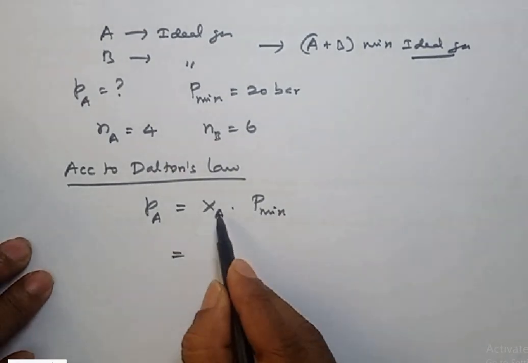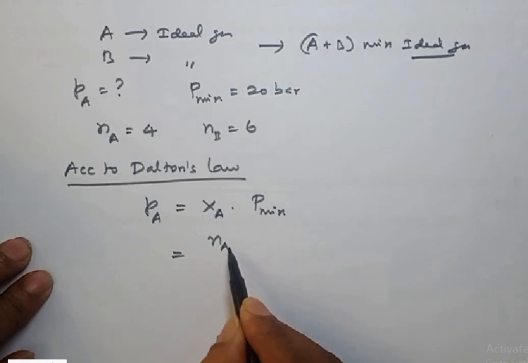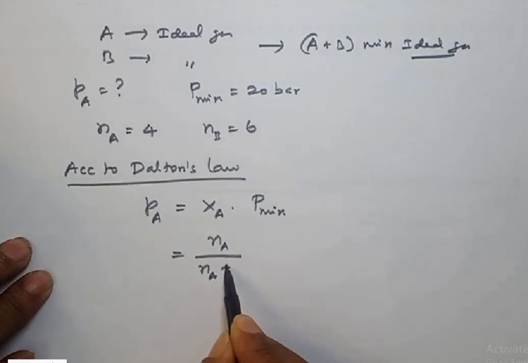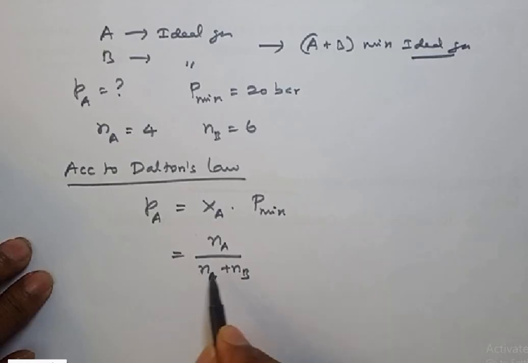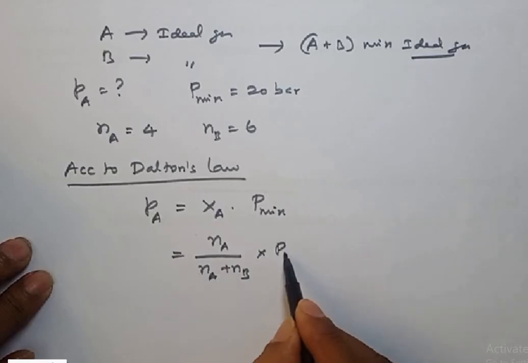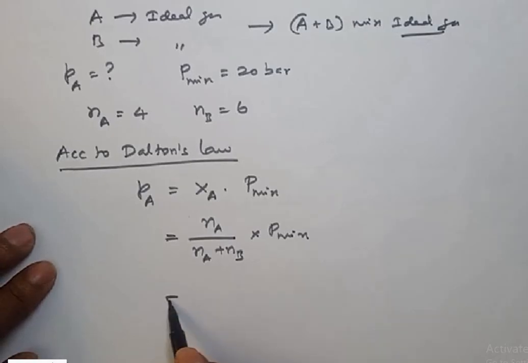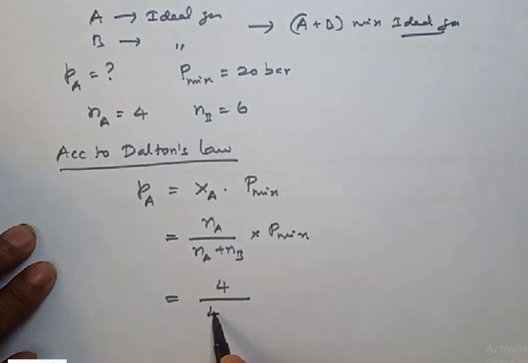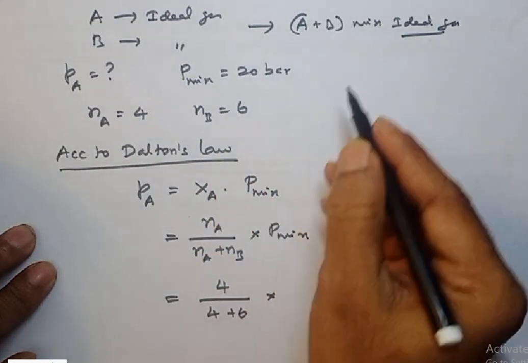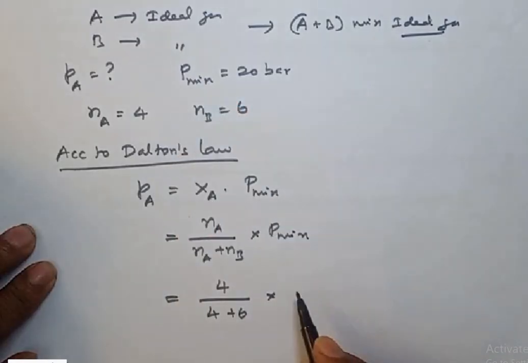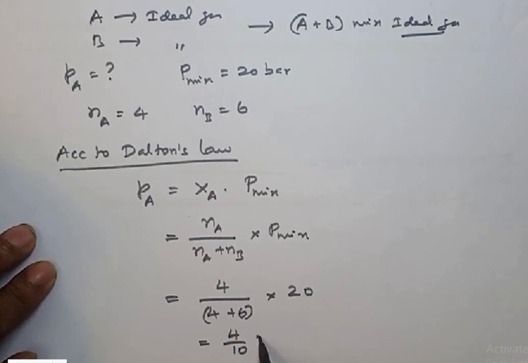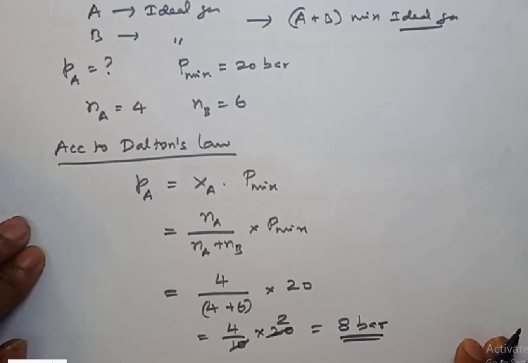So what is mole fraction of A in the mixture? It's nothing but number of moles of A divided by total number of moles. I have only 2 species here, so total is nothing but Na plus Nb. Now, what is the number of moles of A given? Number of moles of A is 4 moles and total is 4 plus 6, into the pressure of the mixture, which is 20 bar. 4 plus 6 is 10, so 4 by 10 into 20, so this is nothing but 8 bar. This is the partial pressure of A in the mixture.